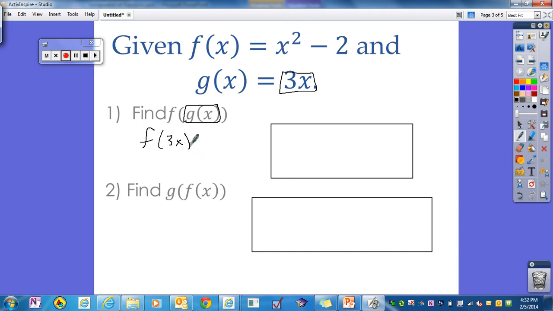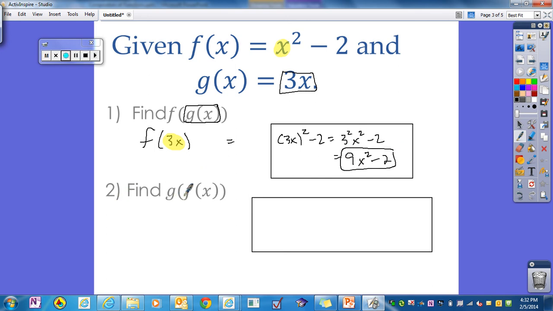Alright, now that I'm doing f of 3x, that means with my f function, everywhere I see an x, I have to replace it with a 3x. So that means I'm going to be doing 3x all squared minus 2. So I have to do 3 squared times x squared minus 2, which is 9x squared minus 2. And that would be my final answer.